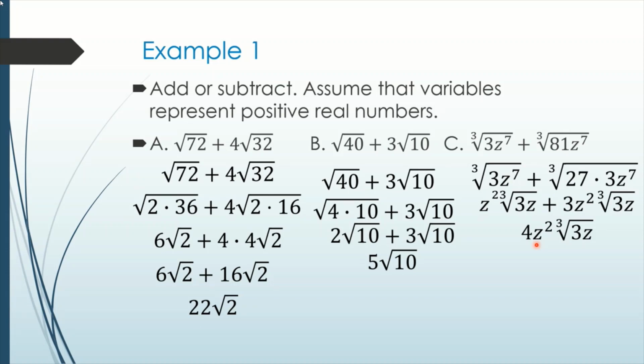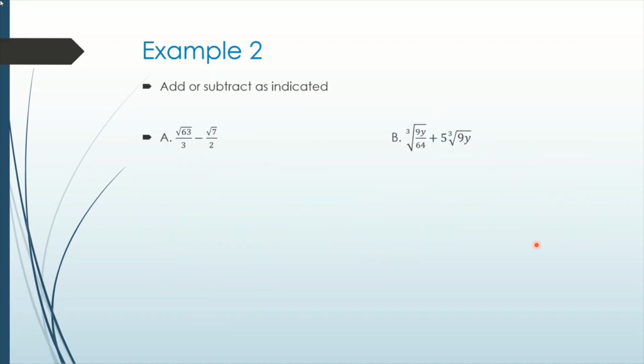Let's move to a harder example. So let's look at letter A. We have the square root of 63 over 3 minus the square root of 7 over 2. Try 7. 63 goes into 7 9 times.